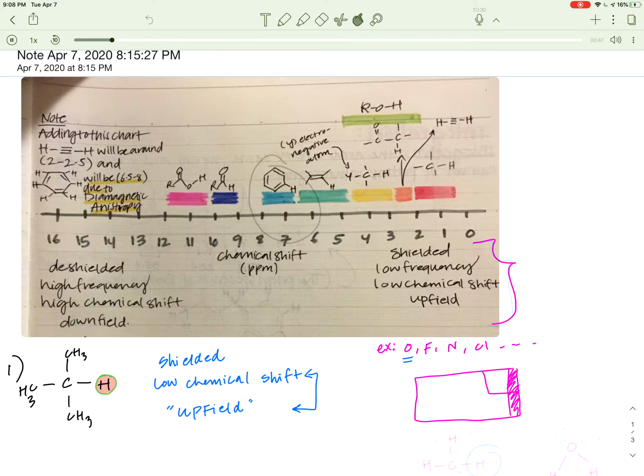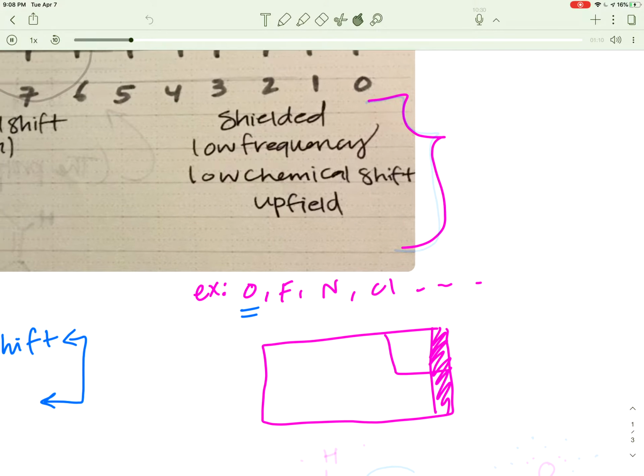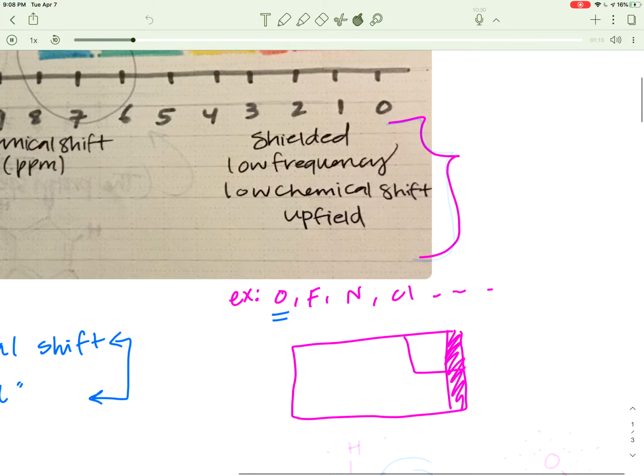So again, whenever something is shielded, that means usually it does not have an electronegative atom nearby. And this is something really good to know. My electronegative atoms, whenever they're nearby, that usually tells me that I have a higher chemical shift. So if I don't have them, it's low chemical shift. And I wrote some of my electronegative atoms right here. Some examples are oxygen, fluorine, nitrogen, chlorine. And usually anything that's on the top right of the periodic table, that's usually high chemical shift. Just also a quick reminder, your noble gases are not electronegative.